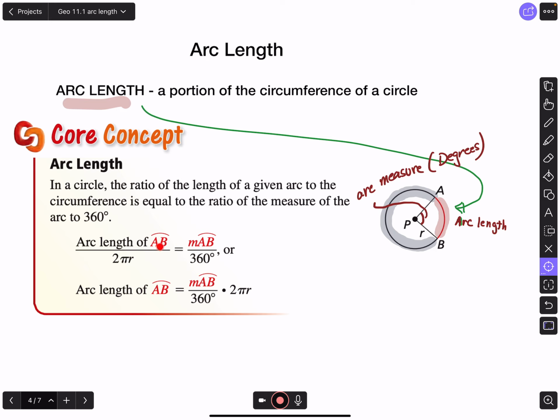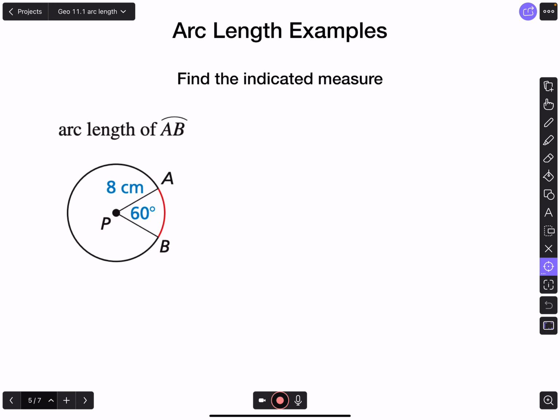So you can see how we've got it set up here. The ratio, the arc length, that's the AB that's highlighted in red, over the whole distance around the circle has to be equal to the little angle that's marked out over the whole angle, or the sum of all the angles in the circle. They've taken it one more step here and just multiplied both sides by 2 pi r. What that does is lets it solve for arc length of AB: that ratio of the angles times circumference. So let's take a look at this in action.